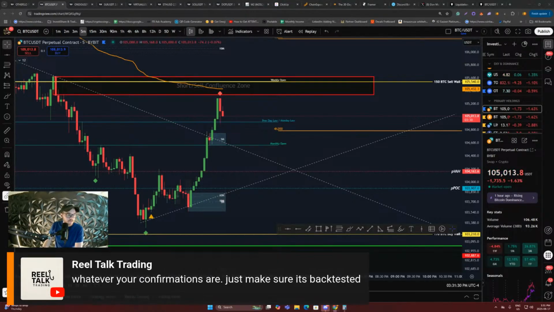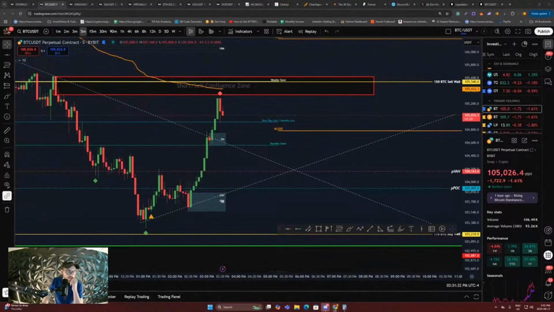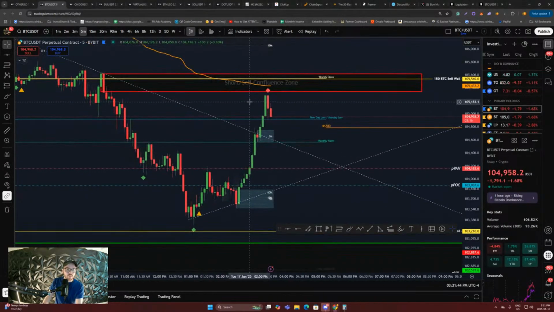Whatever your confirmations are, just make sure it's back tested. Yeah. And not just for the evidence of your probability, but also for your ability to enact off your own rules, to identify it with ease. Like, you want to be able to look at the chart and instantly know what am I going to be preparing for the day?